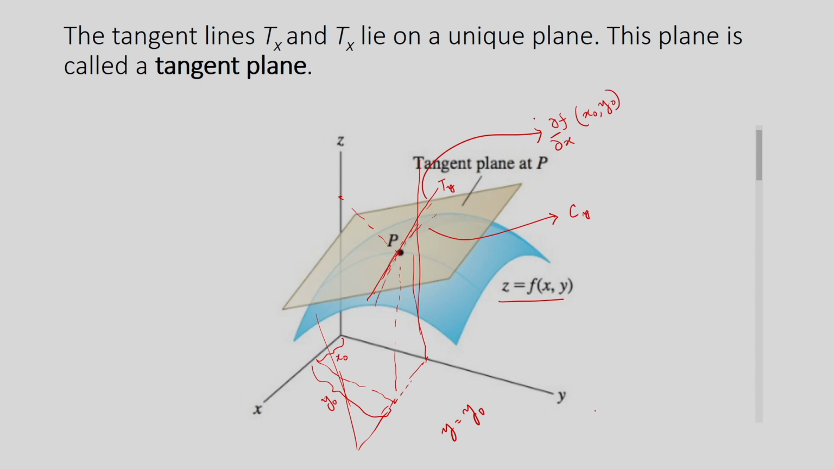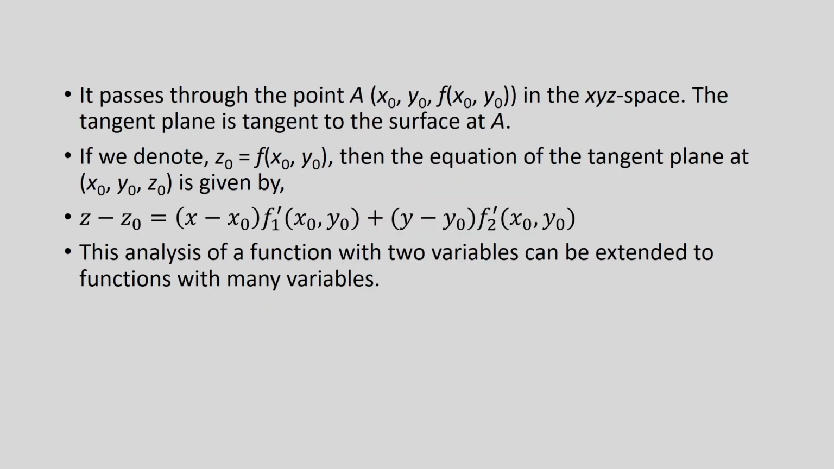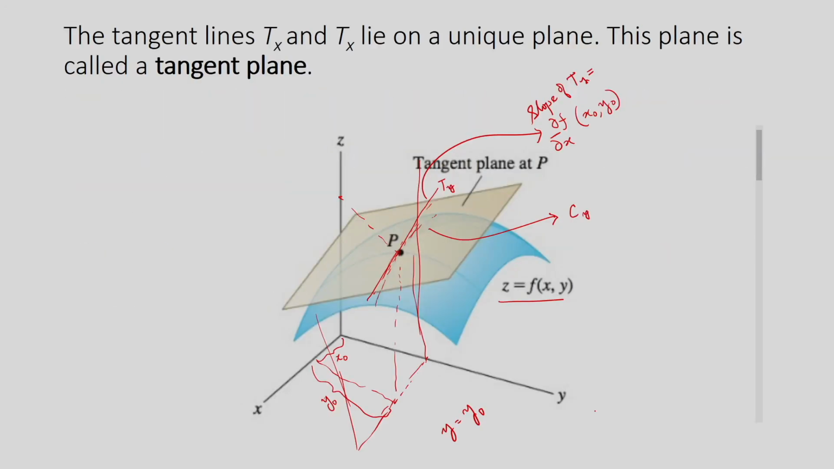So, slope of T y is equal to this. So, this is the geometry of the partial derivative. What does it mean when you say partial derivative geometrically, right? This is what it means. Now, this is partial derivative with respect to x.